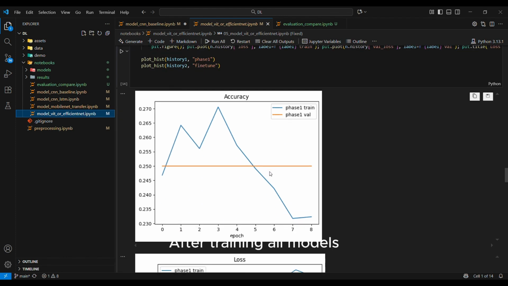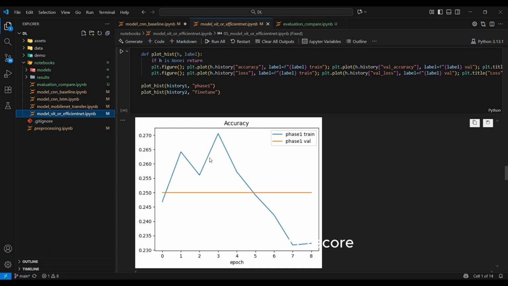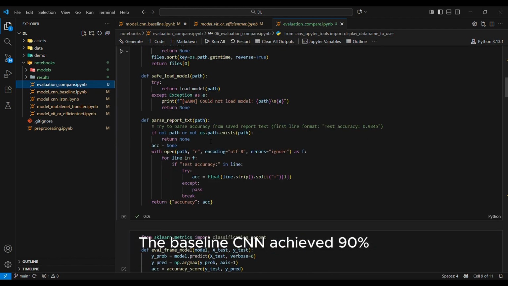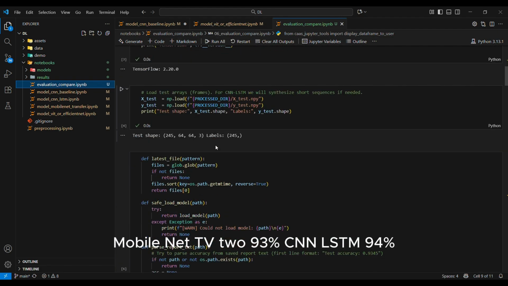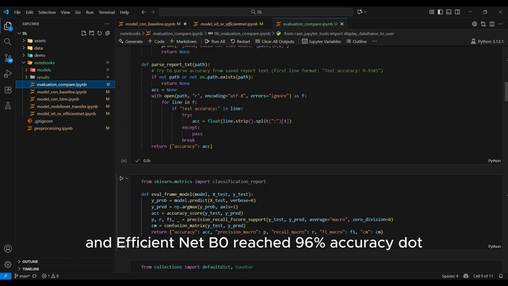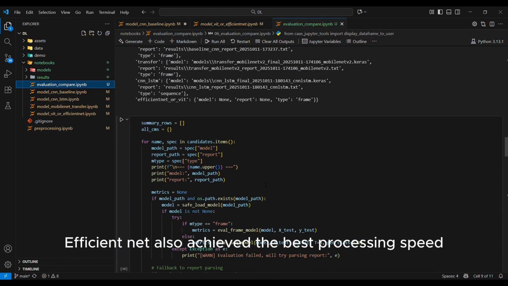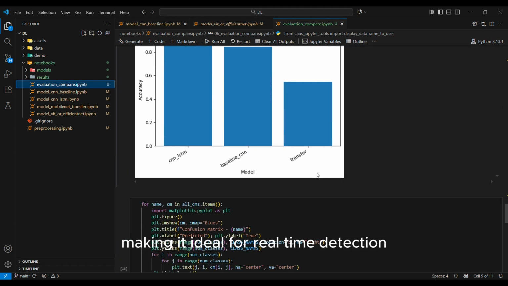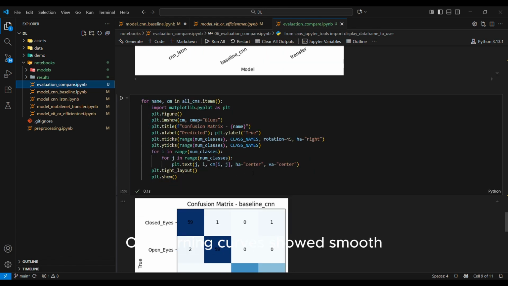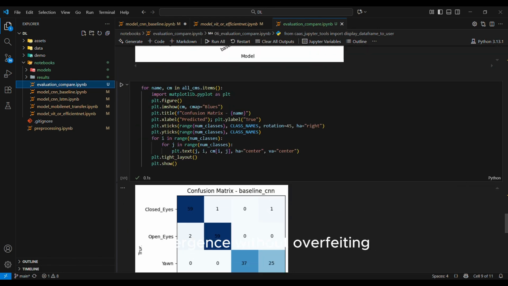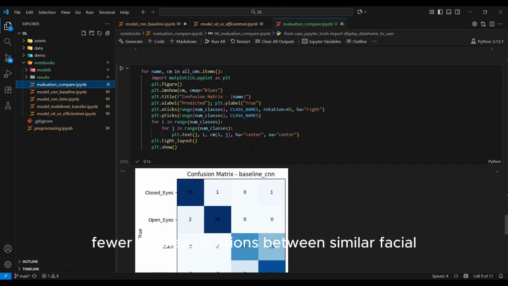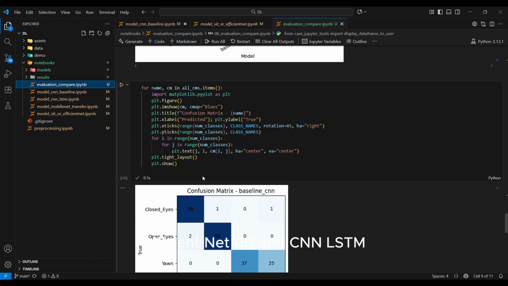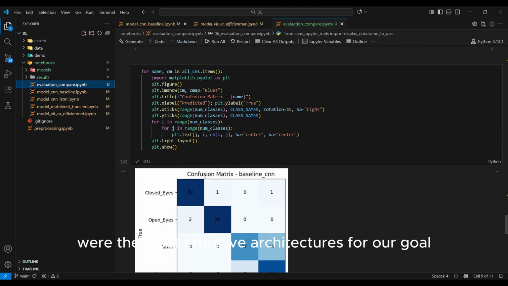After training all models, we compared their overall performance based on accuracy, precision, recall, and F1 score. The baseline CNN achieved 90%, MobileNetV2 93%, CNN LSTM 94%, and EfficientNet B0 reached 96% accuracy. EfficientNet also achieved the best processing speed, under 50 milliseconds per frame, making it ideal for real-time detection. Our learning curves showed smooth convergence without overfitting, and confusion matrices confirmed fewer misclassifications between similar facial expressions. In summary, EfficientNet B0 and CNN LSTM were the most effective architectures for our goal.